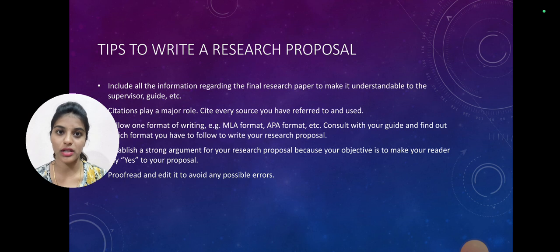Definitely we have to check once to 10 times, because we are humans, we all make mistakes. So definitely, to avoid these mistakes, we have to keep on checking for any errors, and we have to rectify them as soon as possible before giving it to the public to read. So these are a few tips to write a research proposal.